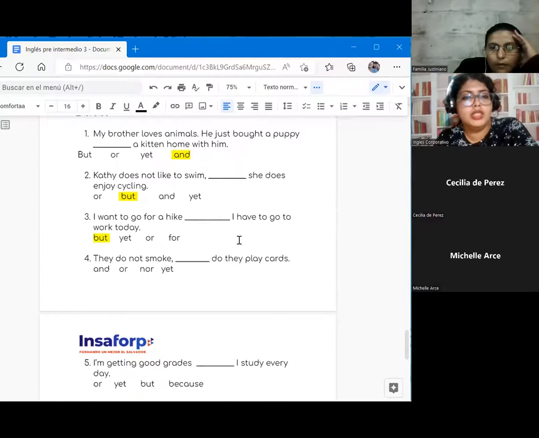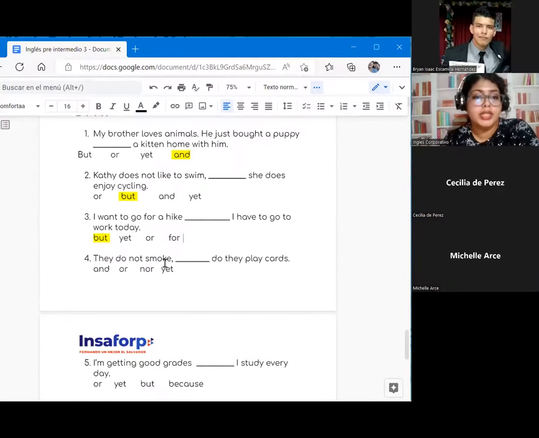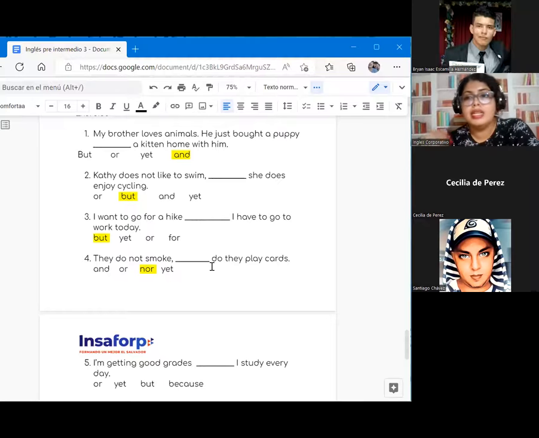Number four. They do not smoke. Do they play cards? What is the best option? Or? Nor. Good. Nor. Okay. Ellos no fuman ni juegan cartas. Nor do they play cards. No fuman ni juegan cartas.